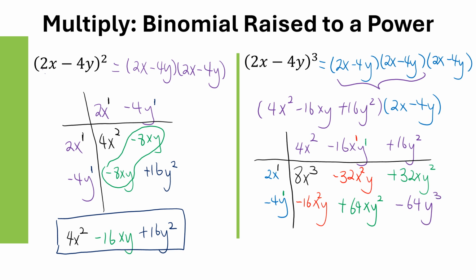So again, the last thing I need to do is combine the like terms. So what I have now is 8x raised to the third power, and add the red terms. So negative 16 plus negative 32 is going to give me negative 48x squared y. And then add the green terms together. So 64 plus 32 is going to give us positive 96xy squared. And the last step is to bring down the negative 64y to the third power.